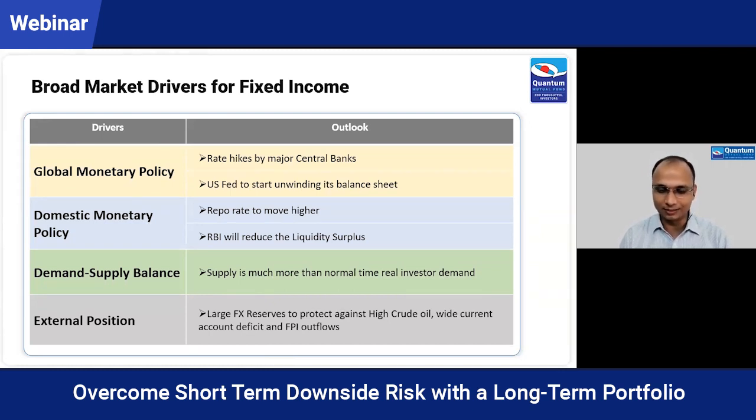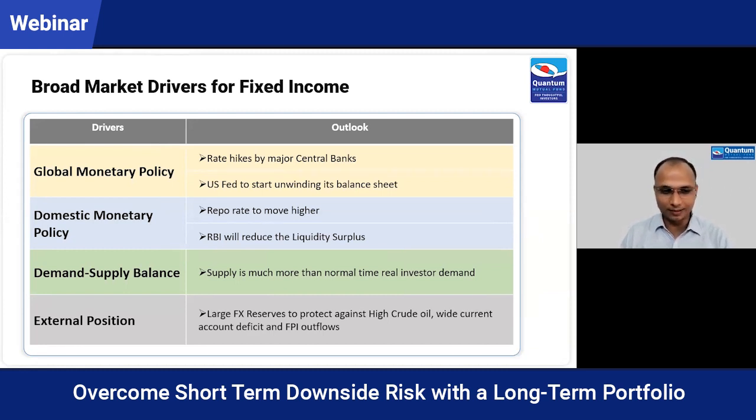But still, in absolute terms, liquidity is much higher than what we had earlier and what we are used to. So there is a possibility that they will continue to withdraw liquidity. They'll reduce the surplus liquidity, and they'll continue to hike the repo rate, the policy rate.